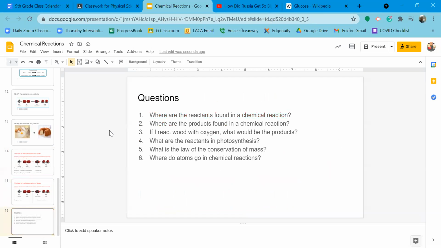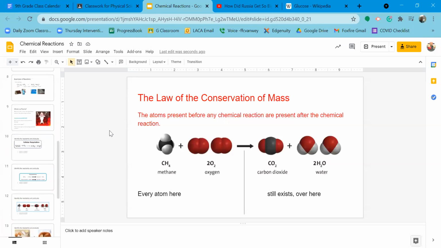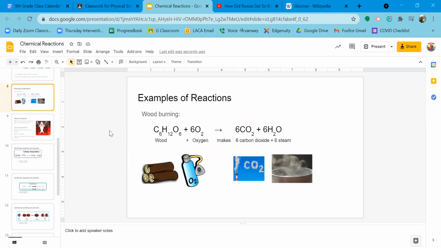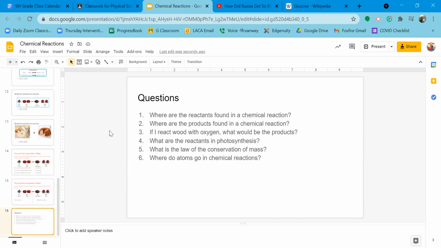All right, down to our questions. Where are the reactants found in the chemical reaction? They're found to the left, usually. The products are found usually to the right. Whichever direction the arrow points, it points to the products. If I react wood with oxygen, what would be my products? Here it is. Carbon dioxide and steam. The reactants in photosynthesis.